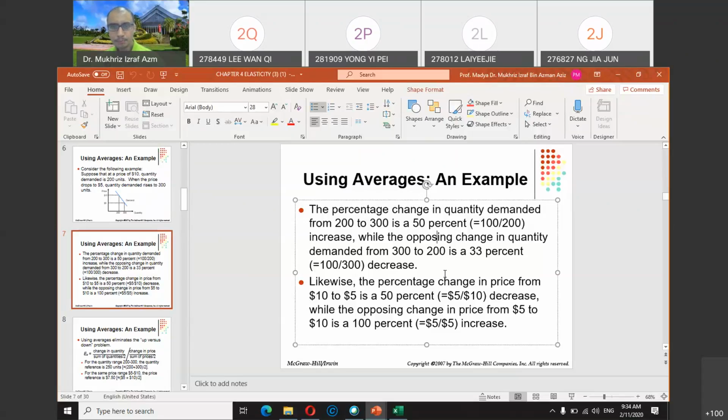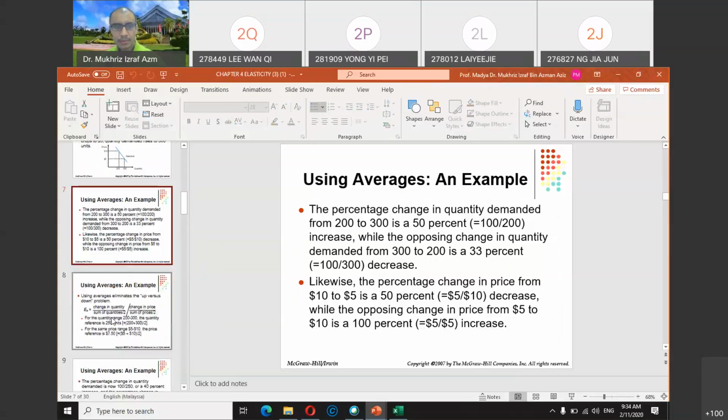So this is how you observe from the same information, but the changes can be different. The same thing as the price: 10 to 5, a 50% discount, because 10 minus 5, you get $5. The old price is 10, so 5 over 10, you get 50%. But if you look from the other aspect, if the price changes not from 10 to 5, but from 5 to 10, now it becomes 10 minus 5, 5, but the old price now is 5, it's no longer 10. So 5 over 5, you get 100%.